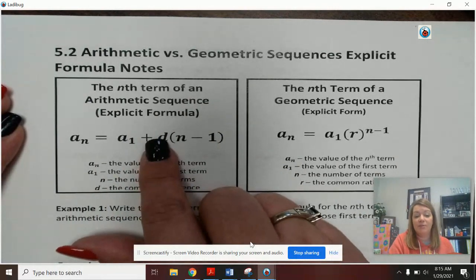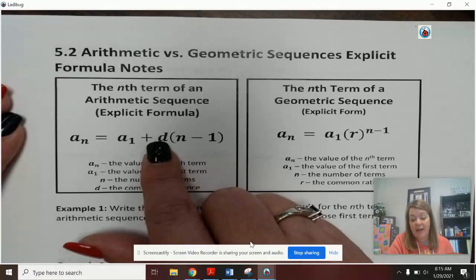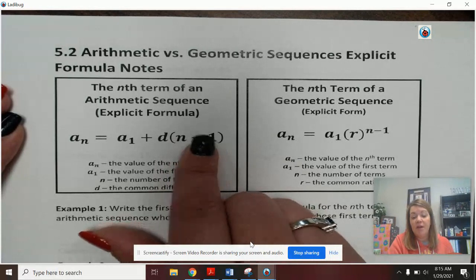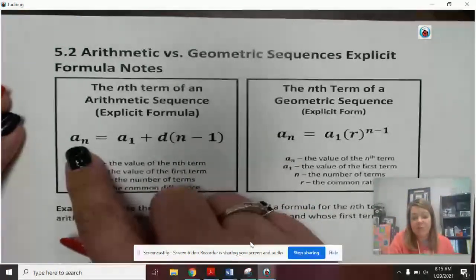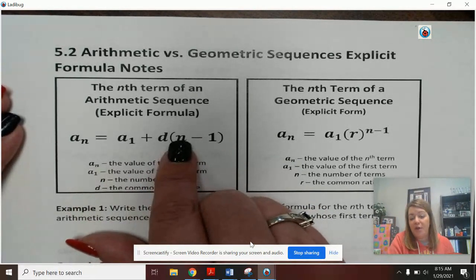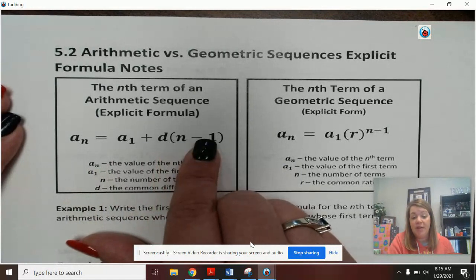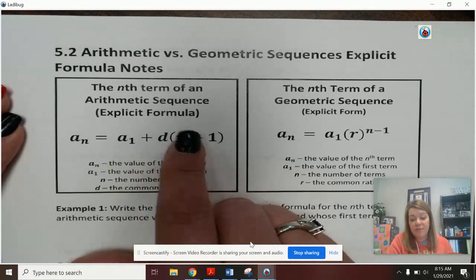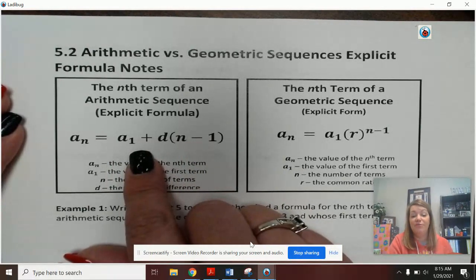In arithmetic sequences, you're either going to add a number or subtract a number. So that's the d. And then in parentheses, you put n minus 1. So if you're looking for the 12th term, this would be a sub 12, and you'd put a 12 right here, 12 minus 1. We'll do some examples where we write this formula, and some examples where we use the formula to find a certain term.